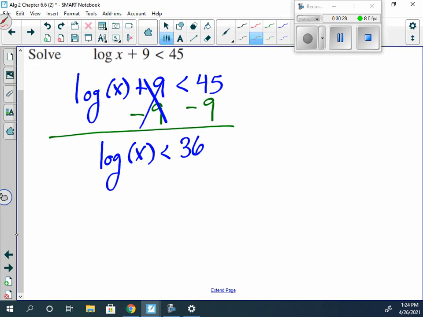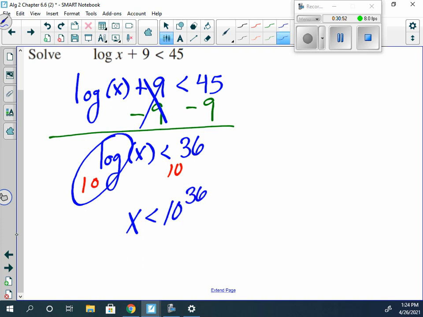Then what can we do next? We can put both sides to the base of 10, because 10 to the log base 10 of x would simplify out, giving us just x is less than 10 to the 36. And I'm going to leave it as 10 to the 36 because I don't have enough room on that board to really write this out.